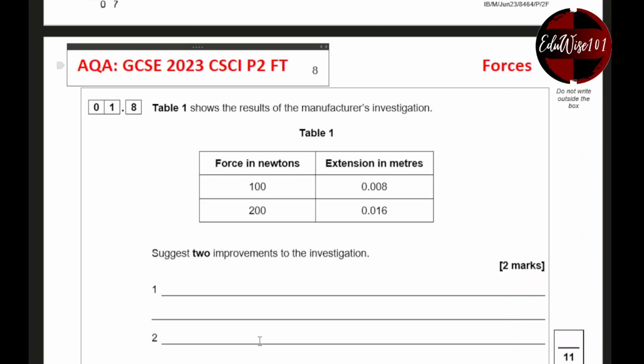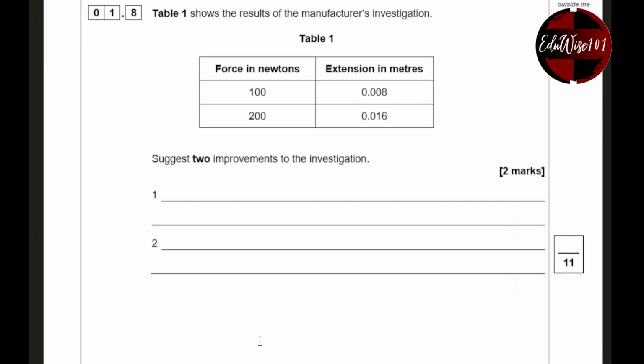Question 1.8. Table 1 shows the results of the manufacturer's investigation. Suggest 2 improvements to the investigation. So the manufacturer did 2 investigations, one with 100 Newton and then with 200 Newton, right? And they found the extension. What they want is for you to suggest 2 improvements to the investigation.